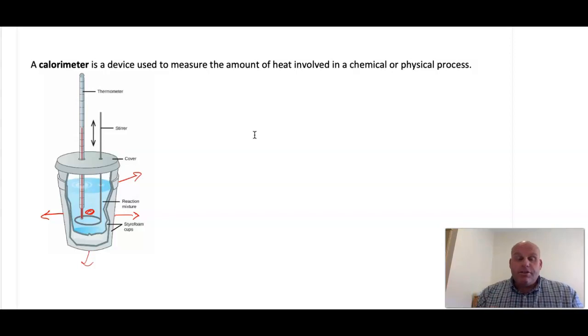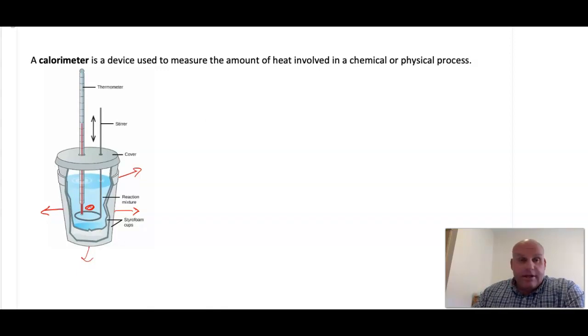But calorimeters can be much more efficient at making sure that no additional heat is lost to the surroundings outside of the calorimeter. In the textbook and on the PowerPoint, you'll see some different types of calorimeters that become much more efficient, much more expensive, bomb calorimeters and such. So be sure to take a look at those as you go through your reading.